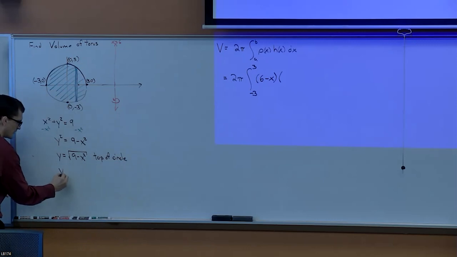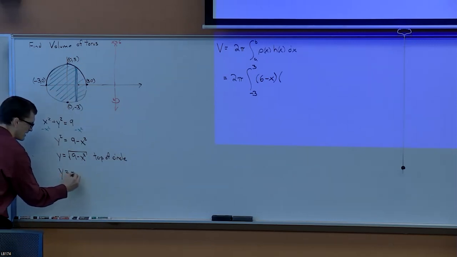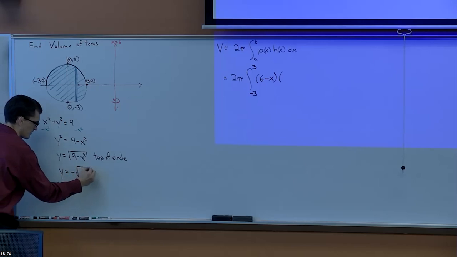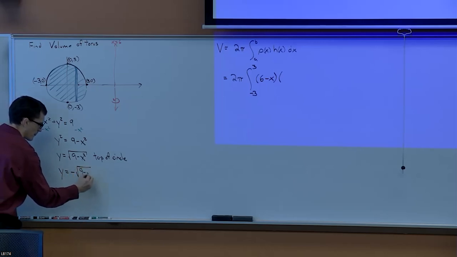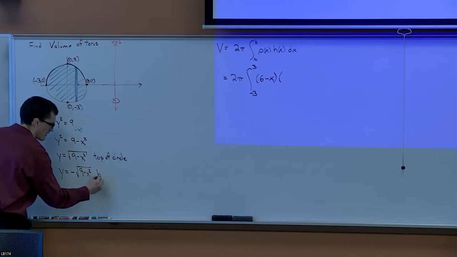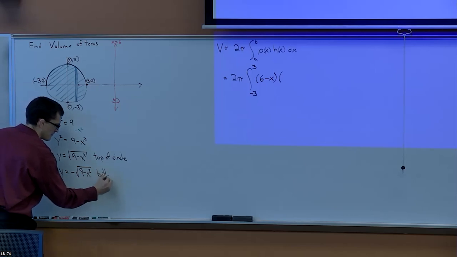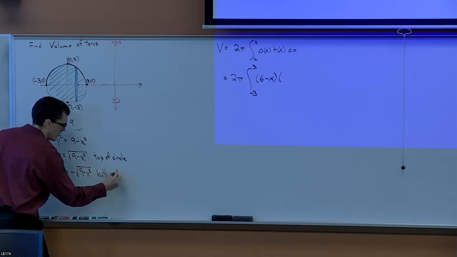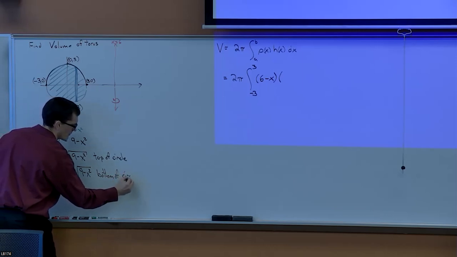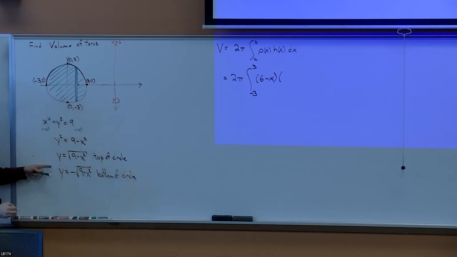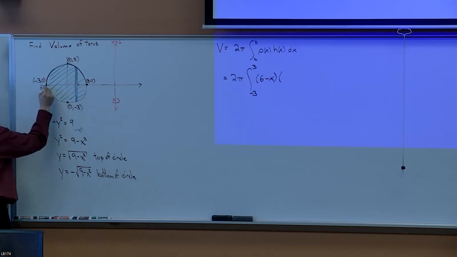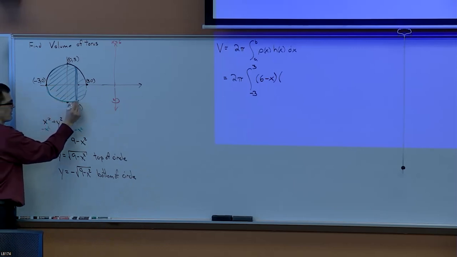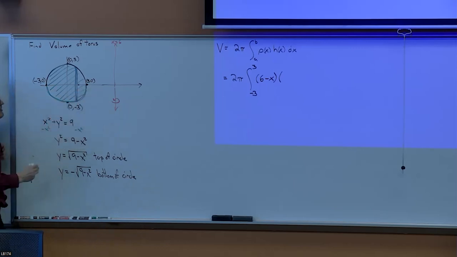And on the other side, if I took a negative square root, that is the bottom of the circle in this instance. So that's the bottom of the circle. So negative square roots give you the bottom of that circle. Positive square roots give you the top of the circle.